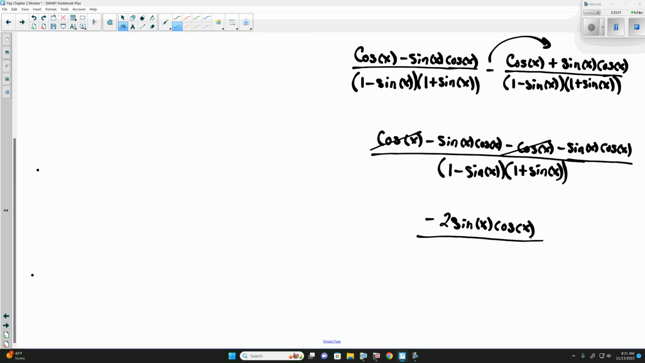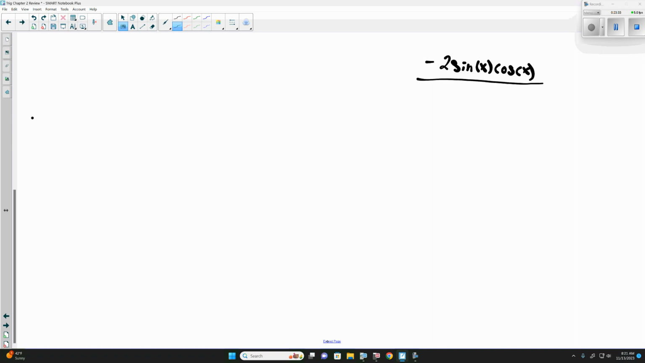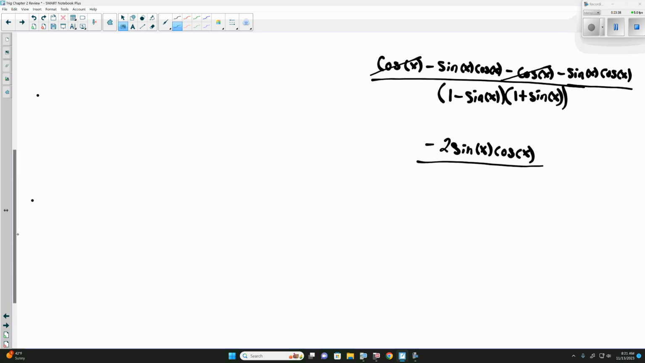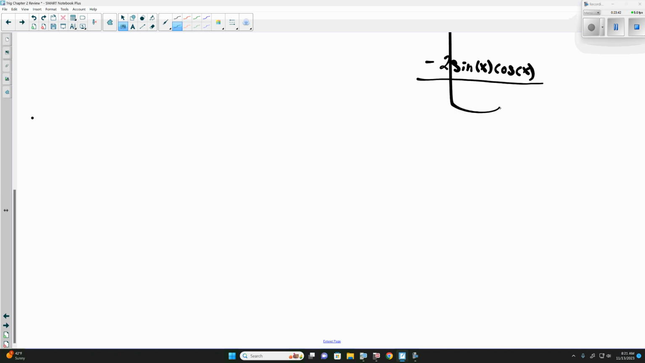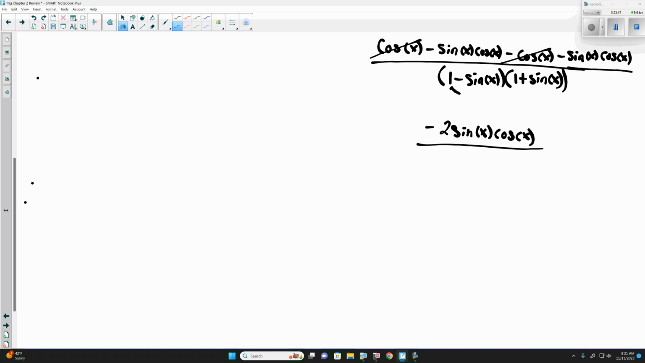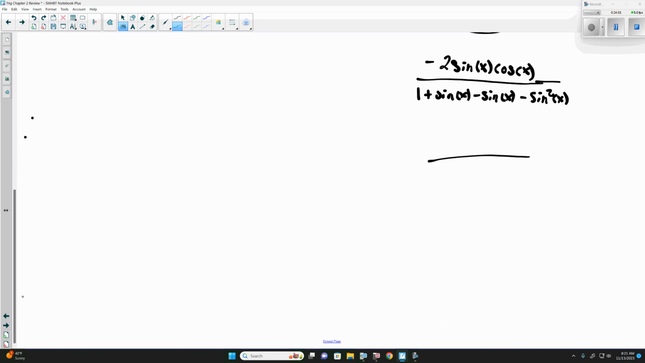If we really want to simplify this, we can actually take it one step further. So we'll need to multiply this out in the denominator, so we can be left with something that's not a fraction. If we distribute this, 1 times 1 would be 1. 1 times sine of x is plus sine of x. Negative 1 times sine of x is negative sine of x. And negative sine of x times sine of x is negative sine squared.